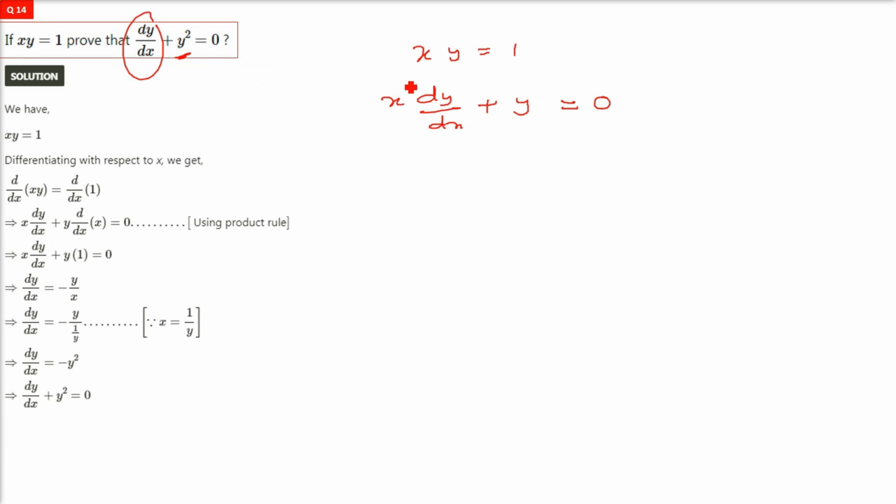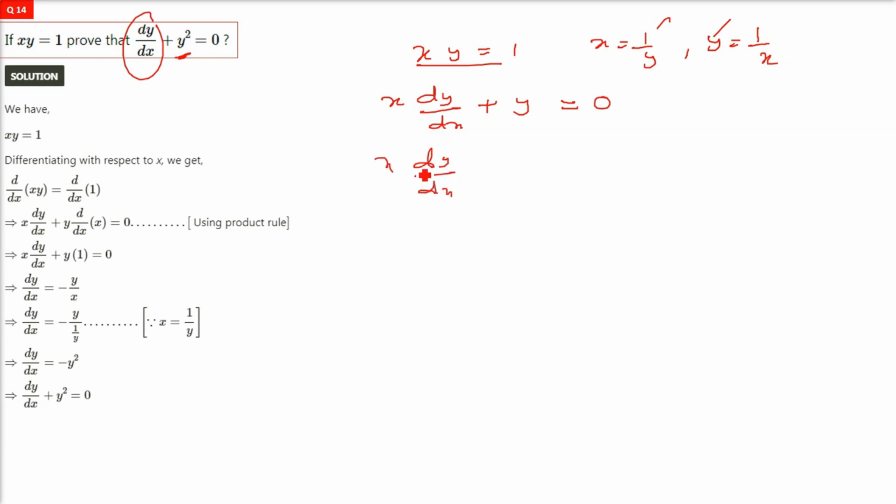Now dy by dx plus y square, that is what we need. So we have to eliminate x. How can we eliminate x? See, xy is equal to 1. So we can always write x is equal to 1 by y and y is equal to 1 by x. So this x we can replace by 1 by y because we only need y.